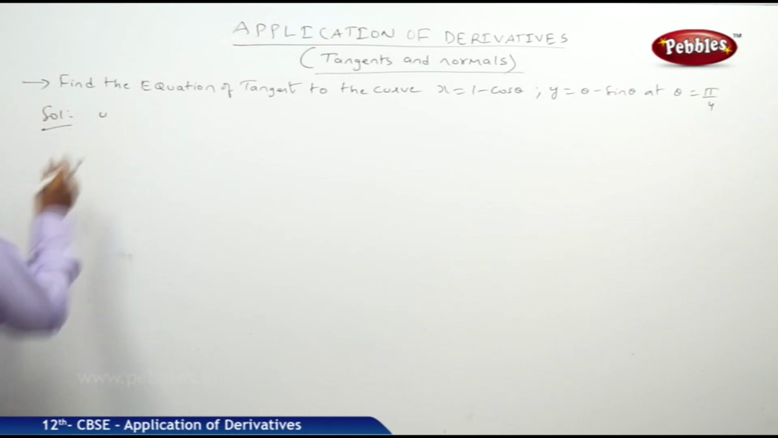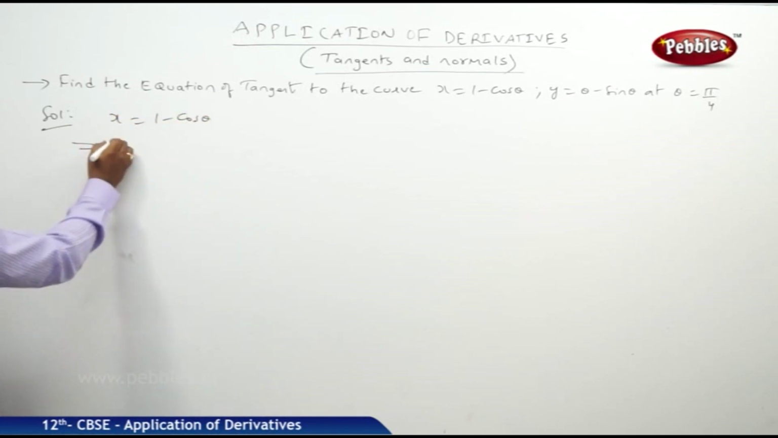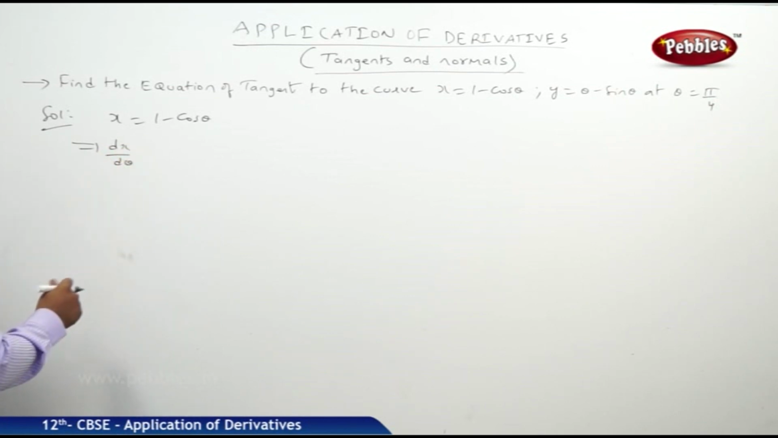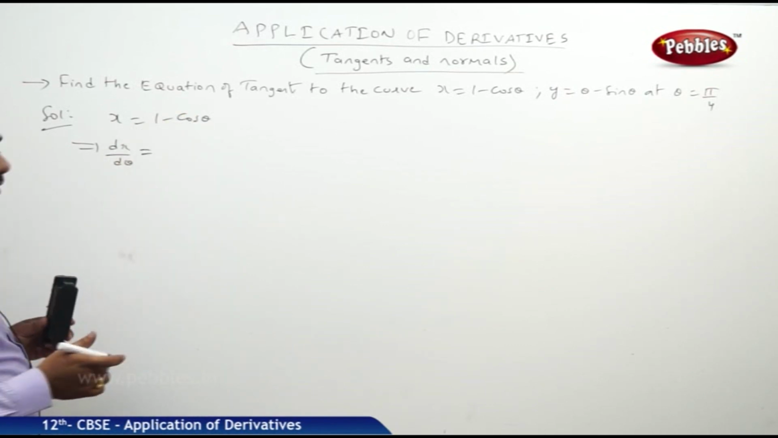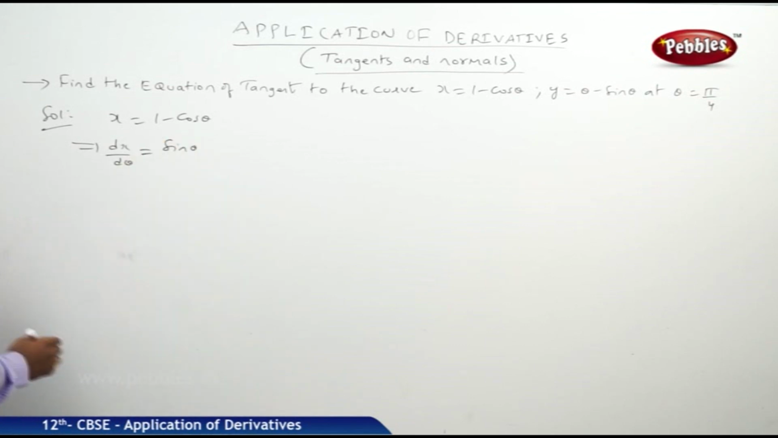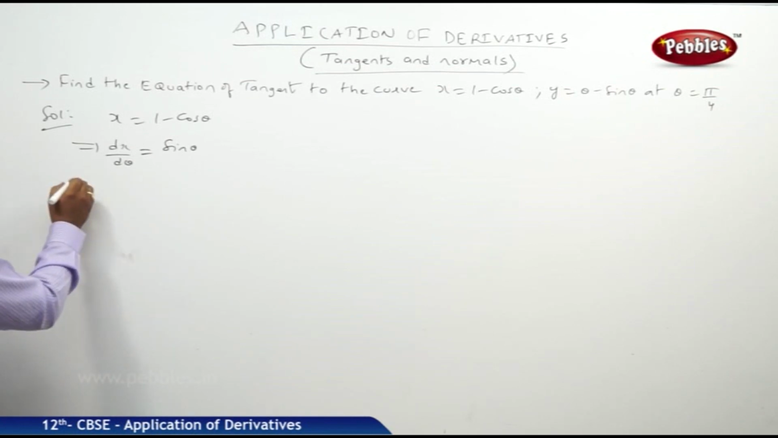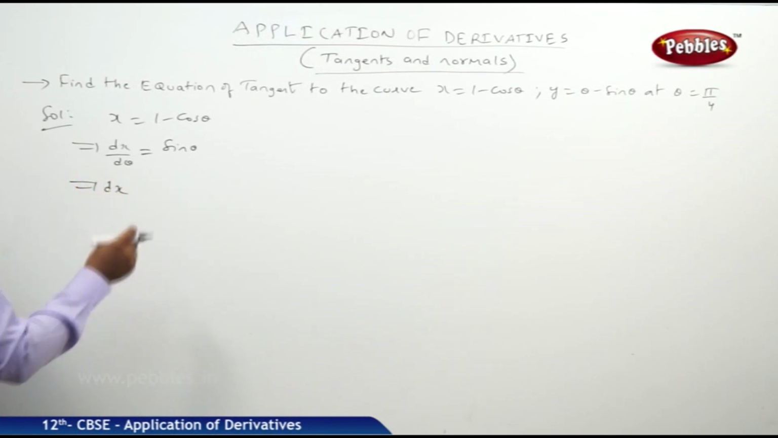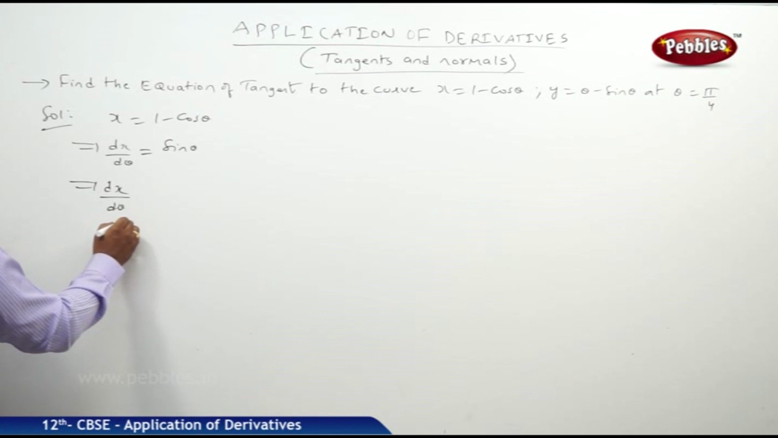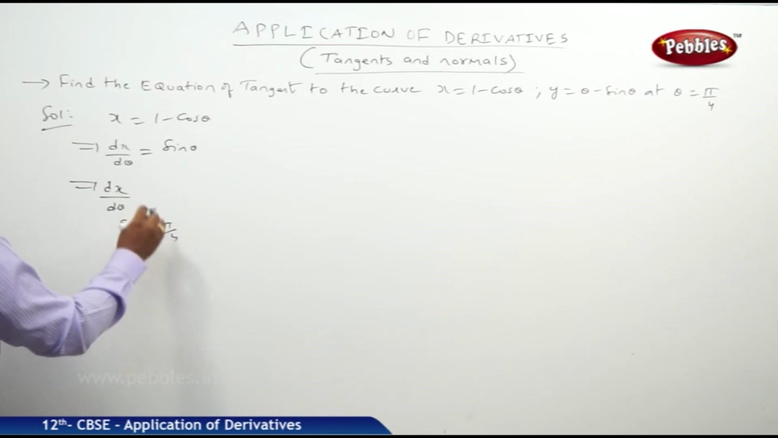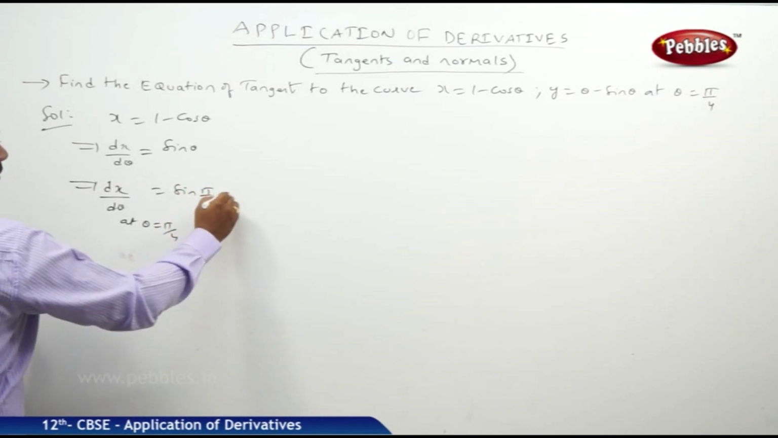So here what is given to us? x is equal to 1 minus cos theta. So I will make differentiation with respect to theta, that means dx by d theta. So cos theta derivative is minus sin theta. So this becomes dx by d theta is equal to sin theta, because minus of minus sin theta will become sin theta. And he is asking to find the equation of the tangent at the point theta is equal to pi by 4. So dx by d theta at theta is equal to pi by 4 means what happens? Sin pi by 4, and sin pi by 4 means what? 1 by root 2.